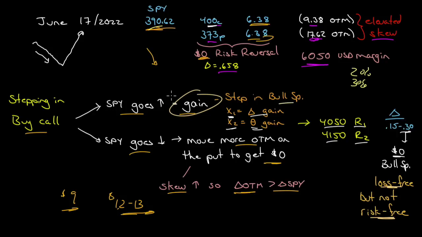You can either set up the risk reversal now. It's got a nice asymmetry to it, or you can take on one leg and determine whether or not you're going to take a gain, step into a bull spread with a theta play, or whether you're going to get deeper out of the money on the put to finance that call. This is for the June 17th expiration. Keep in mind, you have the Fed meeting on June 15th.